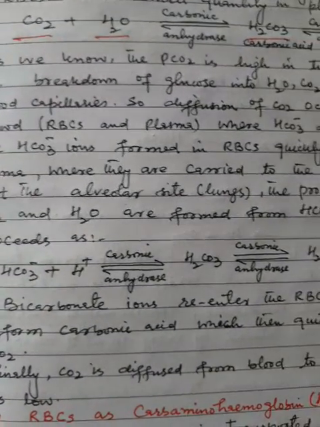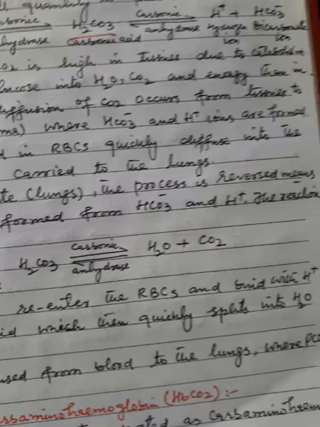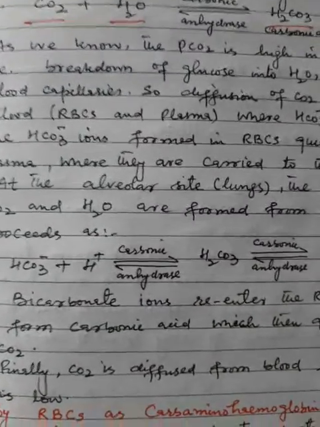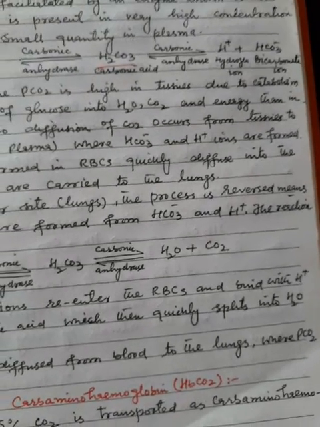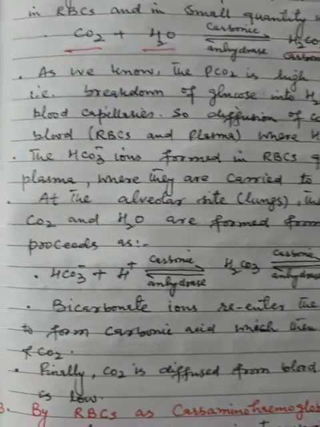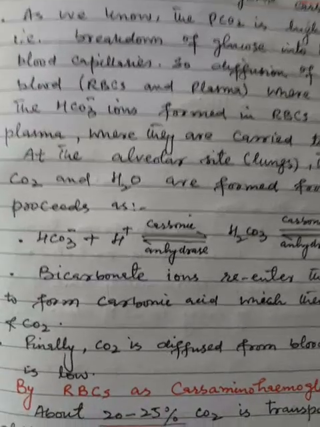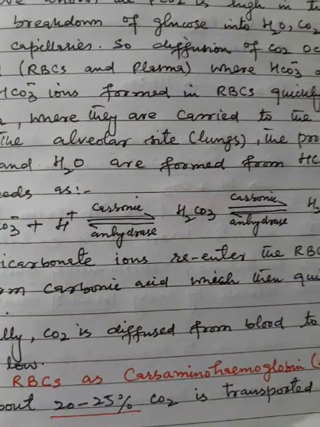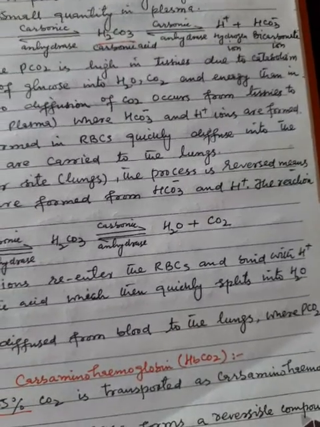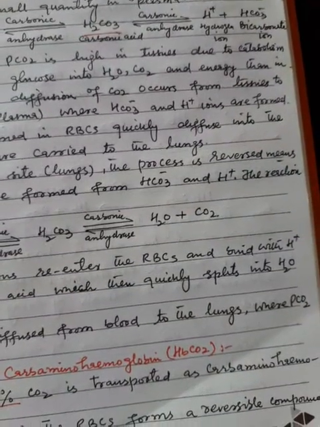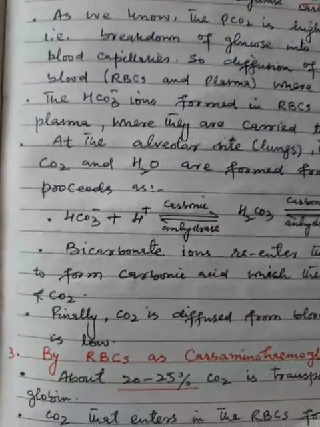Bicarbonate ions re-enter the RBCs and bind with hydrogen positive ions to form carbonic acid, which then quickly splits into water and carbon dioxide. Finally, carbon dioxide is diffused from blood to the lungs, where partial pressure for carbon dioxide, represented as PCO2, is low.